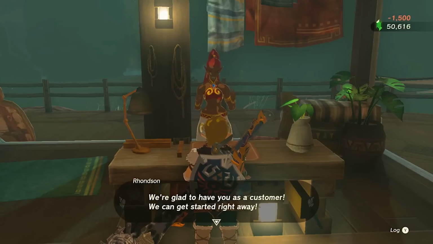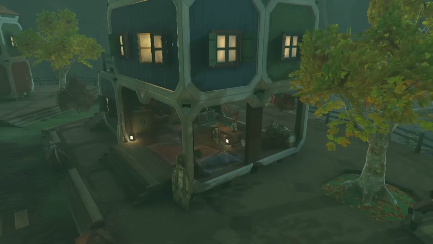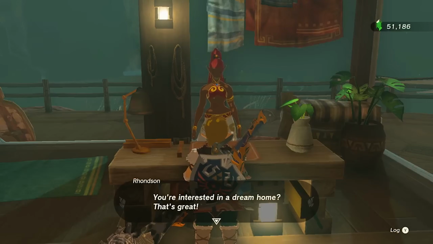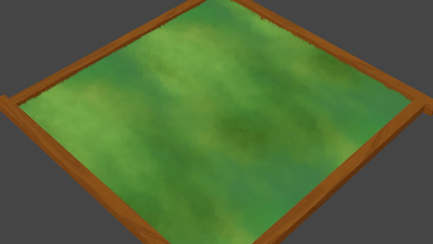land. When you go to buy the land that you build your house on, Ronson sells it to you for 1,500 rupees, but she mentions that this is just a discount for helping out their family and that the normal price is 3,000 rupees.